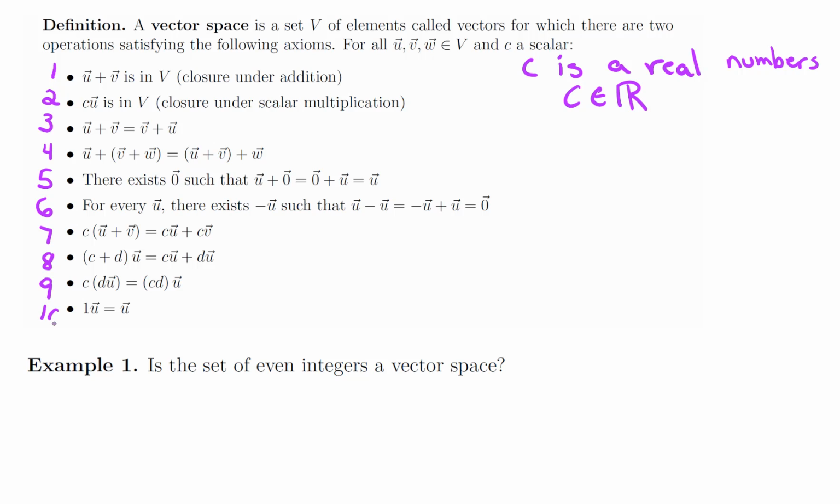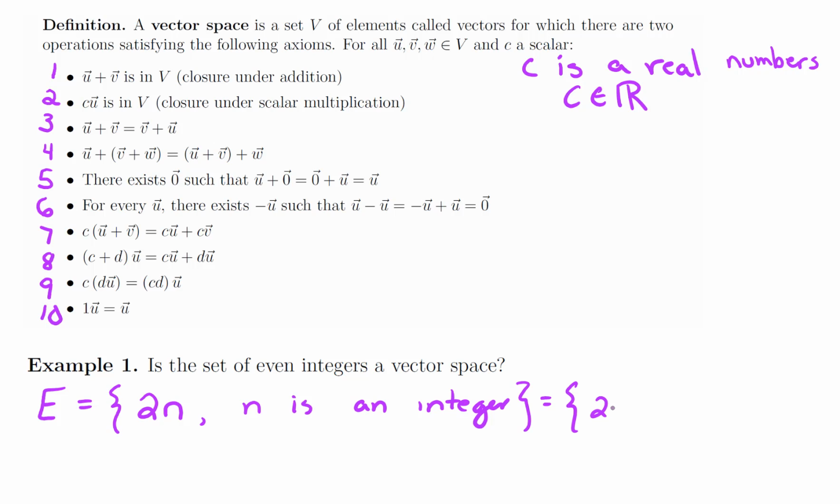Okay, so the first thing we want to analyze, example 1, is the set of even integers a vector space? So let's let E denote the set of even integers, and the set of even integers looks like elements 2 times n, where n is an integer. And again, if you like some of this notation, you can say 2n, where n is an element of the integers. It's a nice way of writing that. All right, so let's check axiom number 1.